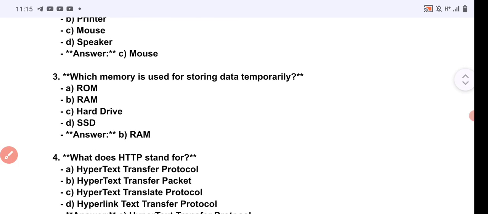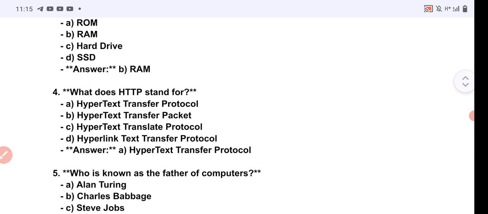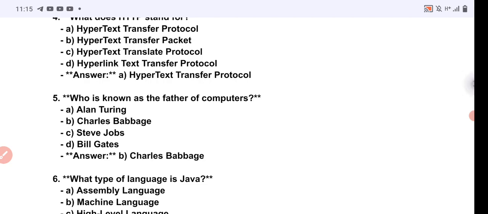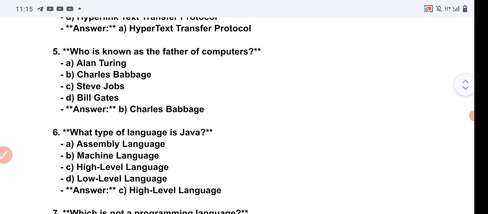Question number 3, which memory is used for storing data temporarily? RAM is the correct answer. Question number 4 है, what does HTTP stand for? Option A is Hypertext Transfer Protocol is the correct answer. Question number 5 है, who is known as the father of computer? कंप्यूटर का पिता किसे कहा जाता है? चार्ल्स बेबेज is the right answer.